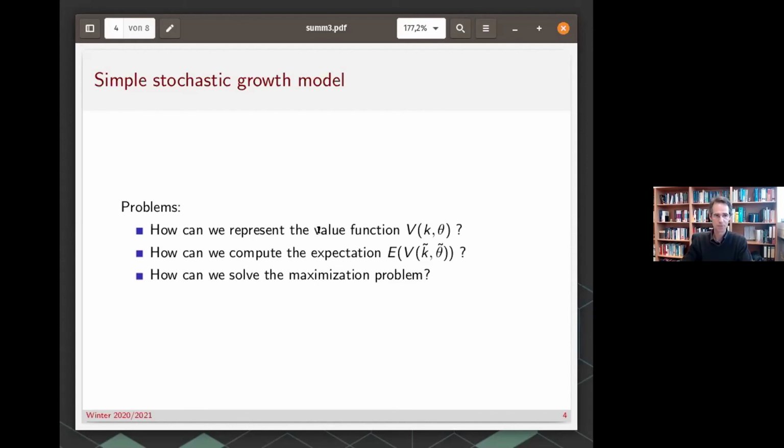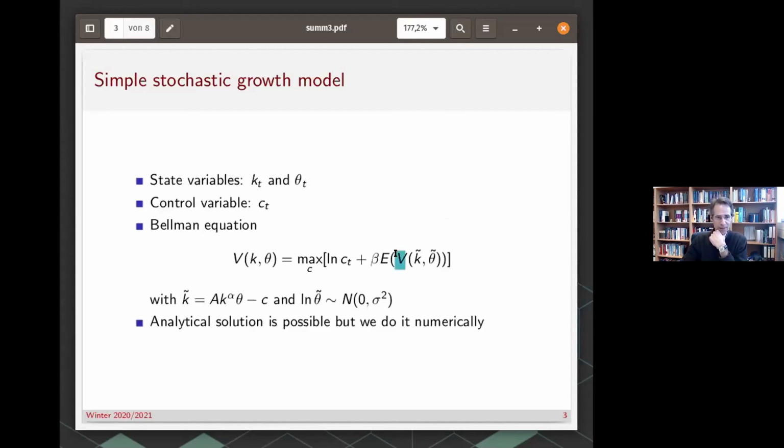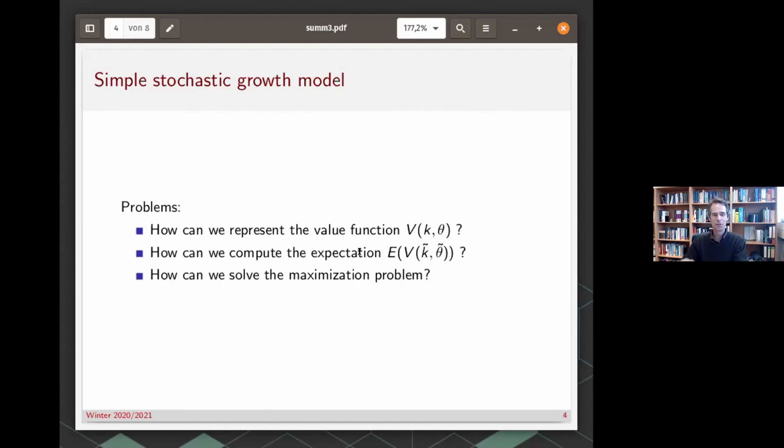Okay, so we have to think about how to represent the value function. And this becomes slightly more difficult here because the value function depends on two arguments now, not just one argument as before. Then going back to the Bellman equation, this is how we can represent this part of the Bellman equation. The next question is how we can represent this part of the Bellman equation. So how can we compute the expectation?